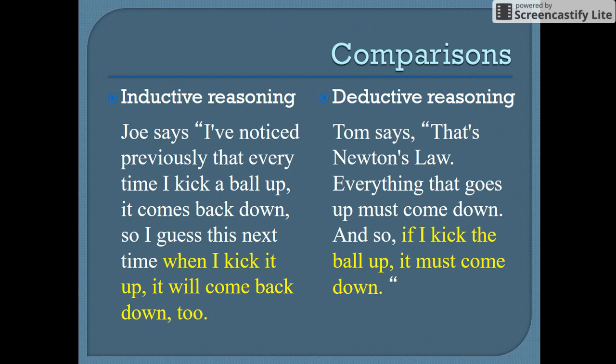Tom, on the other hand, uses deductive reasoning. Tom says, I know Newton's law. According to Newton's law, everything that goes up must come down. So if I kick the ball up, it must come back down. They come to the exact same conclusion, but they use a different setup for their argument. Joe uses evidence for inductive reasoning. Tom uses a commonplace or general principle of Newton's law to use deductive reasoning.